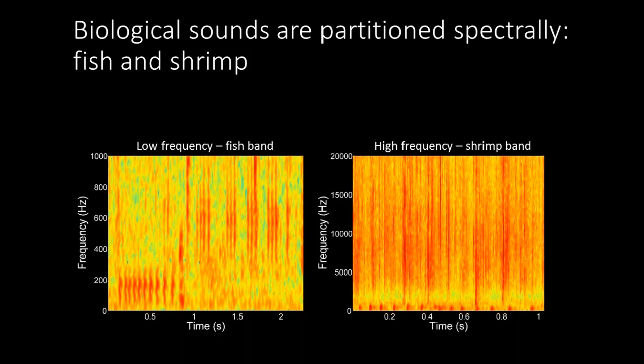And that allows us to really separate out these frequency bands, talk about the fish band, the low frequency band, and the snapping shrimp band, the higher frequencies.